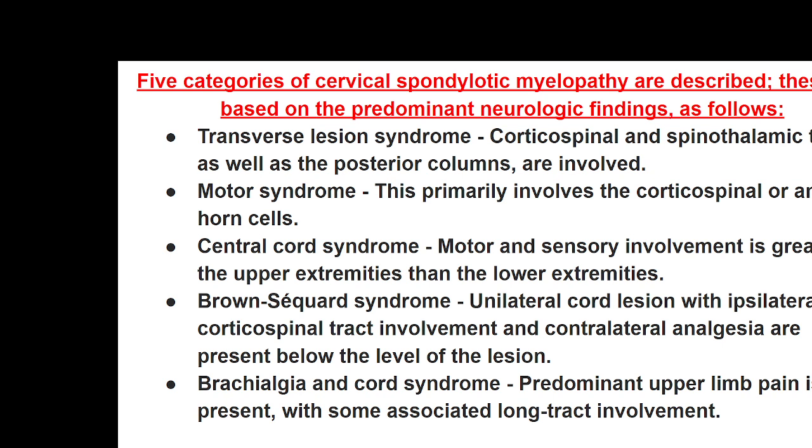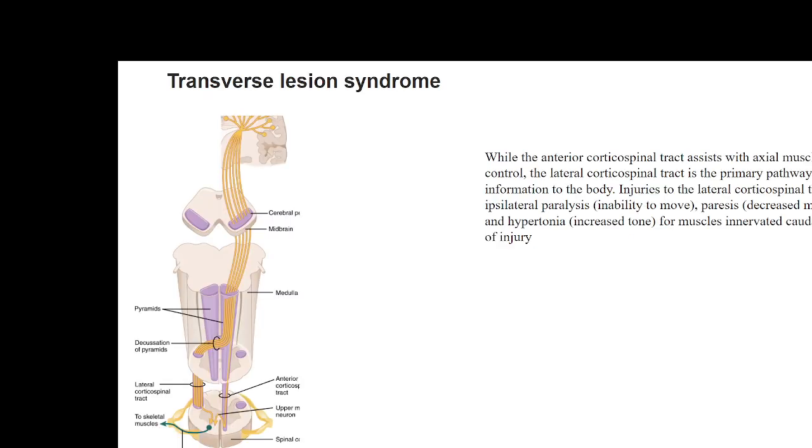Central cord syndromes are when motor and sensory involvement is greater in the upper extremities than the lower extremities. Lower extremities may have proper sensation, but upper extremities tend to be affected. Brown-Sequard syndrome, a unilateral cord lesion, which I just referred to, and I will have a bit more discussion about that. Then brachialgia cord syndrome, where predominant upper limb pain is present. These are the typical presentations.